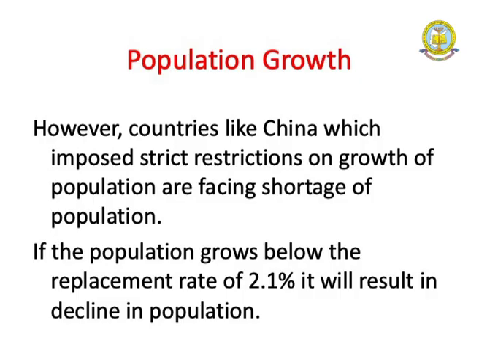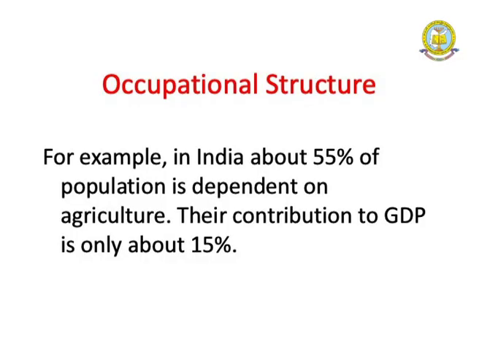If the population grows below 2.1% per annum, that means the population of the country will come down. So, the population growth rate should be around 2.1, 2.2%, and it should not come down below that, and it should not increase very high above 2.1 or 2.2. So, both the situations are bad for the country, and the population growth should be stabilized at 2.1 or 2.2% per annum.